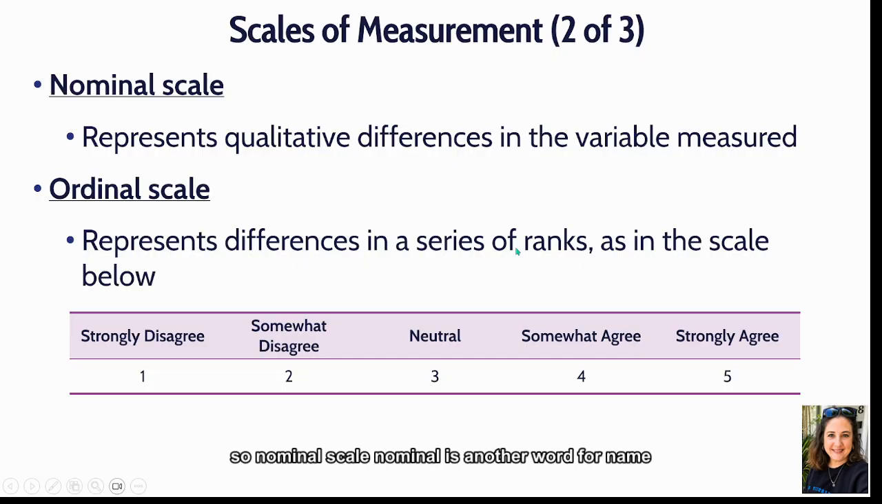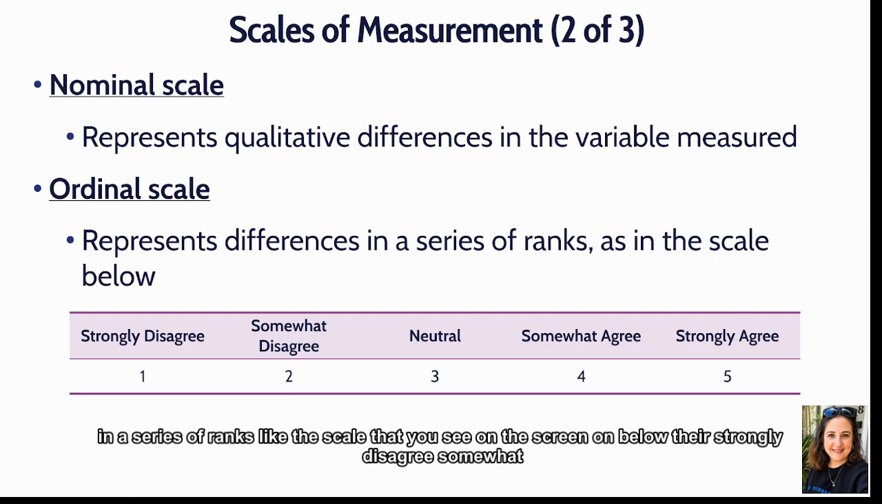So nominal scale, nominal is another word for name. Name refers to a qualitative difference. Qualitative means a word, a category, color, red, green, and blue are all examples of color categories. So red, green, and blue would be nominal. Male and female, nominal.